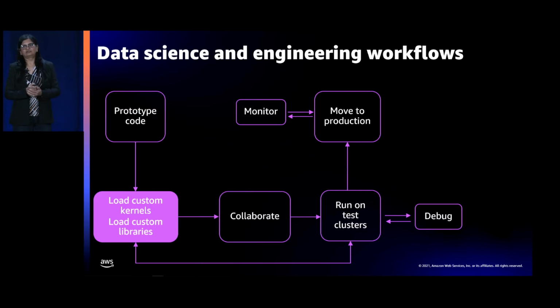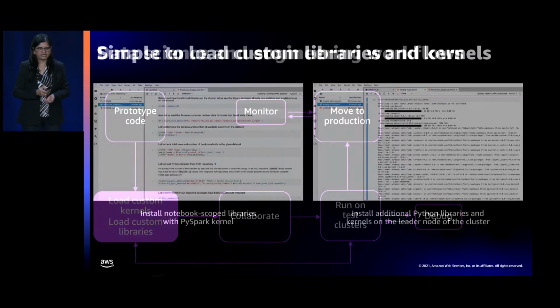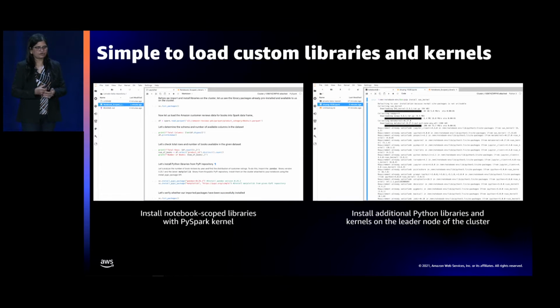So once you prototype the code, you want to load some custom kernels or custom libraries. It is very common for data scientists and data engineers to load some data science packages like NumPy, Pandas, or even something that they have built. So in order to do that, in the prototyping code, you can load custom kernels and libraries directly into the notebook. And so you can install the notebook scope libraries with PySpark, for example, with the Spark kernel.